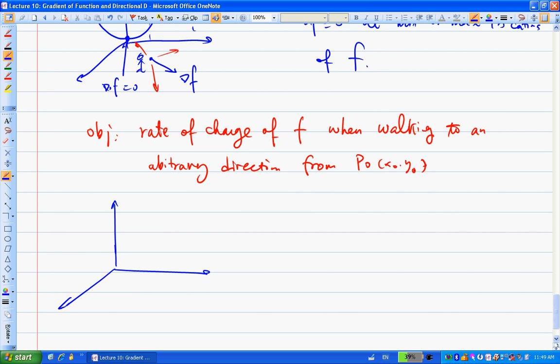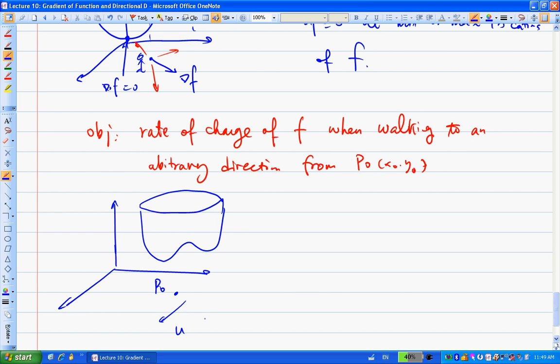Okay, so I'm going to re-sketch a surface. I have a surface here, and I have a point P naught here. Now what we're going to do is try to draw an arbitrary direction of walking, starting from P naught. So let's say it's going to walk in this direction.